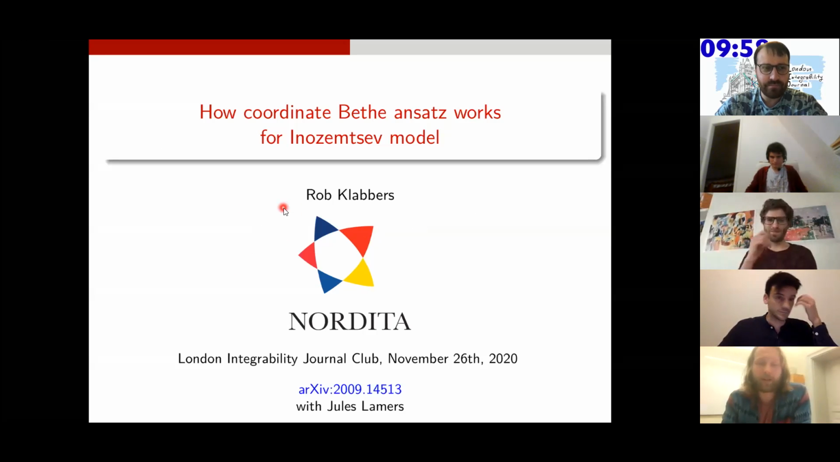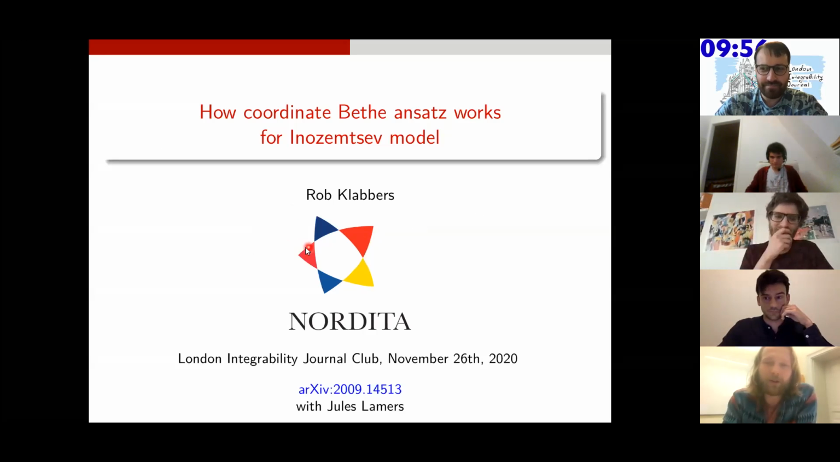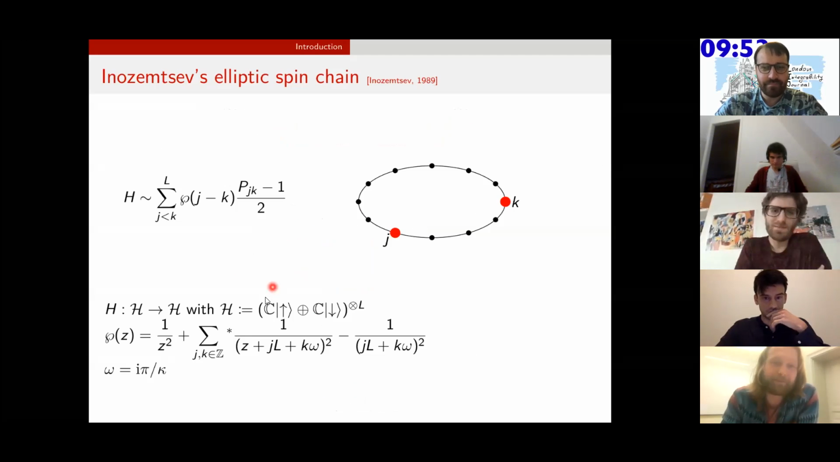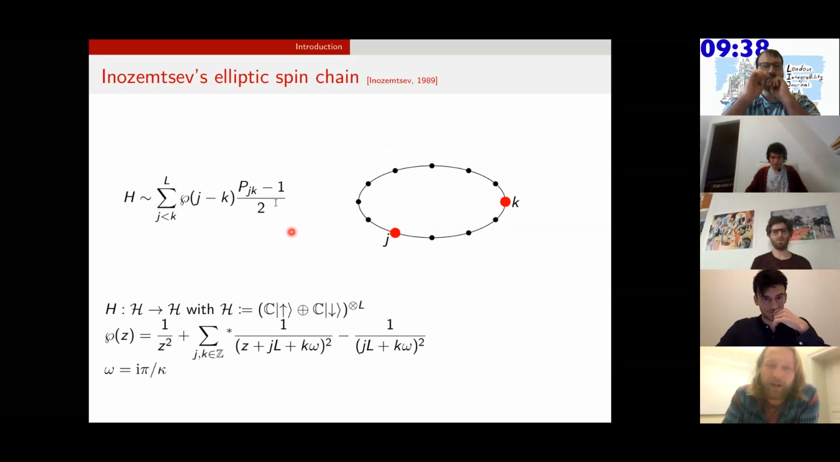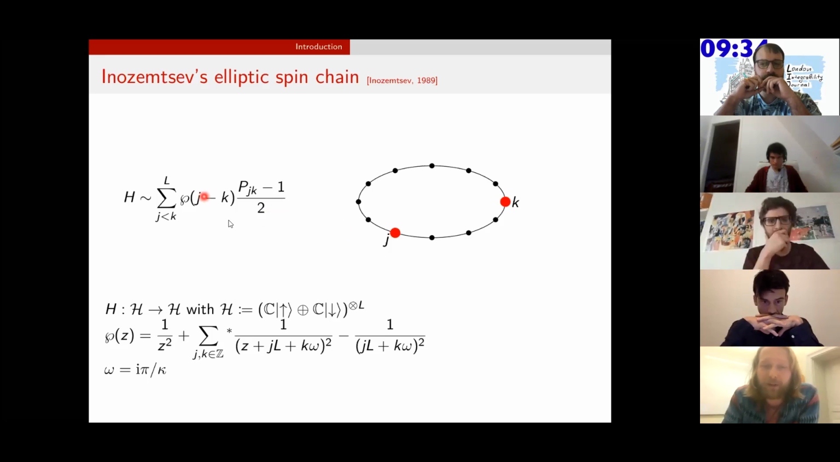So I want to talk about a work that I published this year with Jules Lamers on the Inozemtsev elliptic spin chain, which is in principle just a spin chain of electrons, spin 1/2 particles on a circle. The main difference with most of the spin chains you know is that in this particular case, every pair of particles interacts. This interaction is very simple. It's simply just a permutation operator minus the identity. But the difference is that now this spin operator gets weighted by an elliptic function where the argument is just the distance between the two particles.